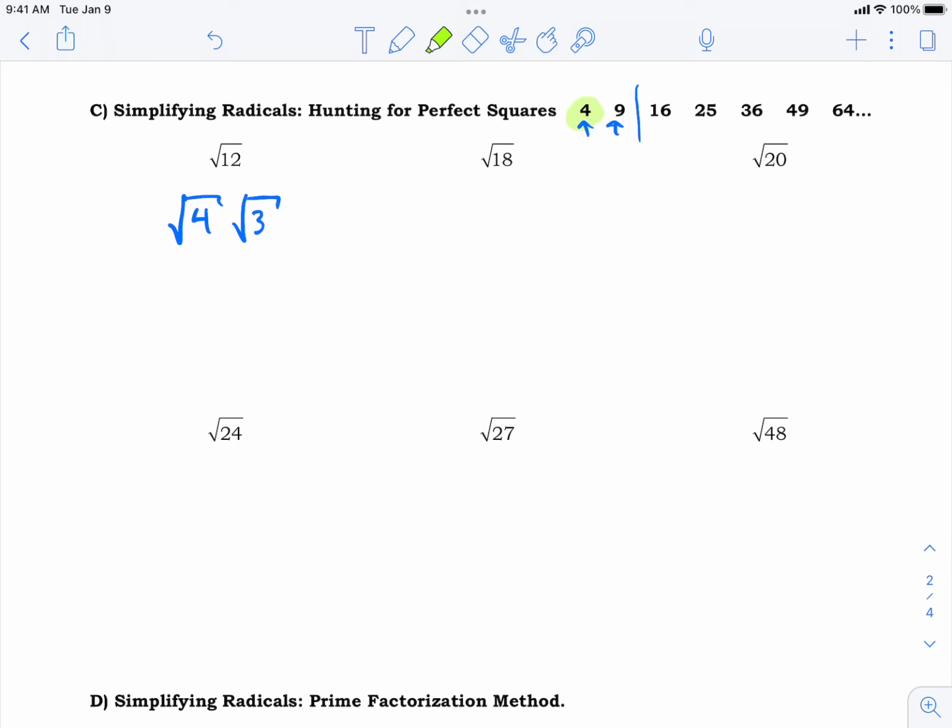Again, I sniffed out a perfect square. The 12 has a 4 in it. Sniff it out, break it apart, because now this part simplifies. Radical 4 is just 2. Square root of 4 is 2. And then this is not square rootable, not evenly. And so we've got 2 radical 3.